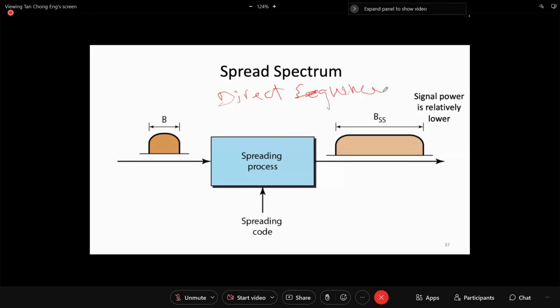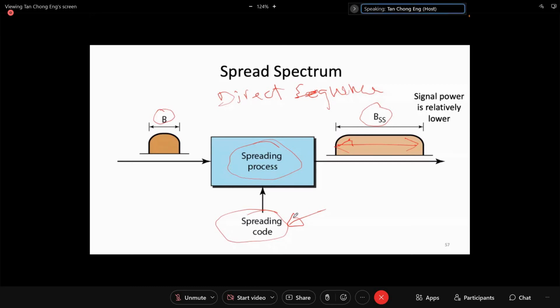This is direct sequence spread spectrum. Initially you have a bandwidth of your signal, but after you've gone through the spreading process, you can see that your bandwidth has increased so much, becoming a new bandwidth. That signal will actually consume more bandwidth here. And the spreading process involves the spreading code. That's why each of the networks will have their own spreading code to actually spread the signal.